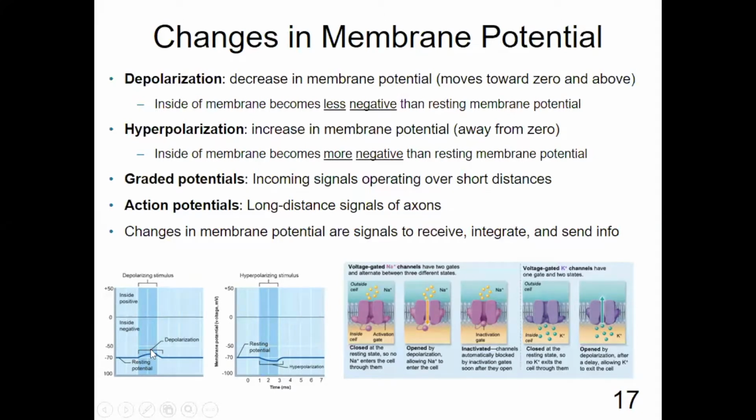A hyperpolarizing pulse or stimulus causes a hyperpolarization of the membrane potential of a neuron. So in this figure, again, the neuron is resting at minus 70 millivolts. The hyperpolarizing stimulus is applied, and the result is a hyperpolarization of the membrane potential. And hyperpolarization means more negative.